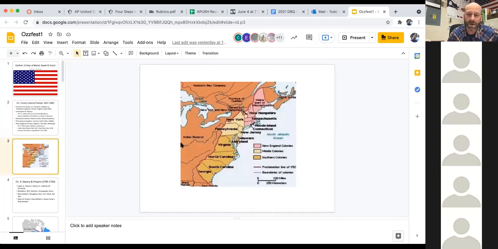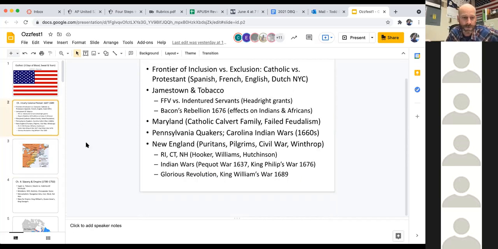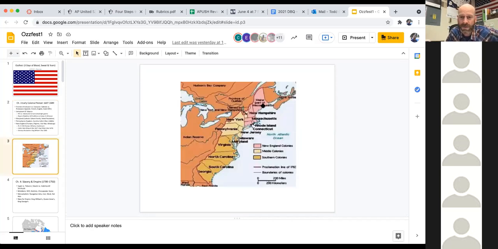Okay, next slide's just a little map of this particular area so you can get your bearings. Oops, sorry about that. So this is New England right here. Okay, you got Massachusetts. Remember, Maine's still part of Massachusetts at this time. We got New Hampshire. We got Rhode Island here. We got Connecticut. This is where all the dissidents were sent, right?